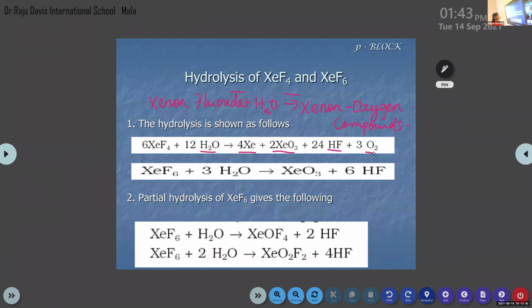So a xenon oxygen compound will be obtained when they react with water. Hydrolysis of XeF4. The next one is XeF6. Here also the same xenon oxygen compound will be produced. Then the last one, partial hydrolysis of XeF6. XeF6 plus H2O gives XeOF4. They are known as oxyfluorides.